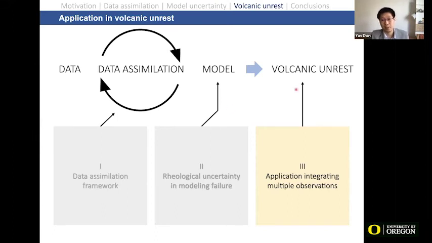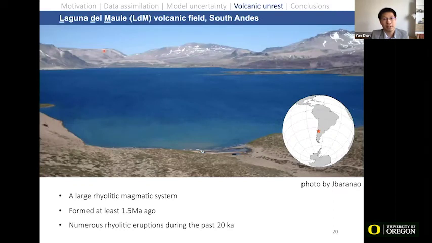And now let's go into the third part, the application to volcanic unrest. Let's travel to Laguna del Maule. Laguna del Maule is a large rhyolitic volcanic system in the Southern Andes, Chile. It formed at least 1.5 million years ago. It has also had numerous eruptions during the past 20,000 years.